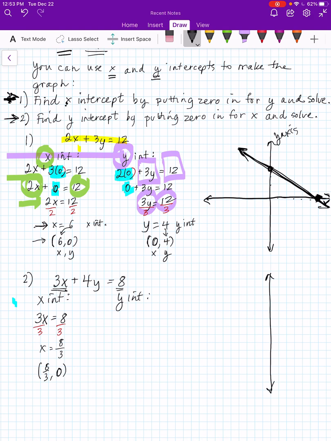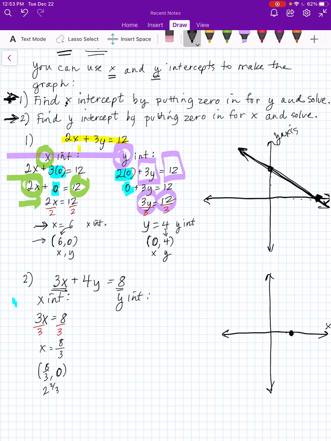Well, I've got to do a little math. 8/3 is like 2 and 2/3. So it's going to cross the x-axis at 2 and 2/3. Here's my x. So 1, 2, and 2/3, right about there.